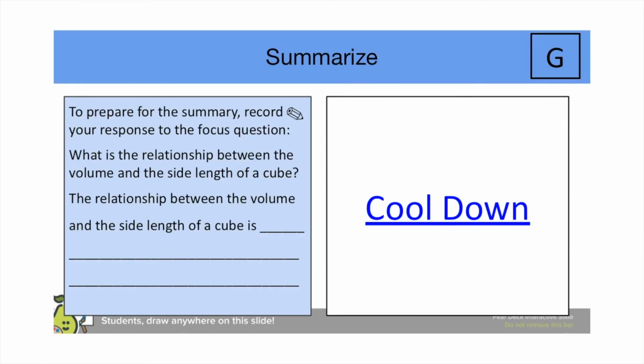At this portion of the lesson, students can record their response to the focus question: what is the relationship between the volume and the side length of the cube? And to support students with disabilities, you can provide them with a sentence starter here as shown, to have students focus on the content of their answer rather than the structure, and then students can complete the cool down.